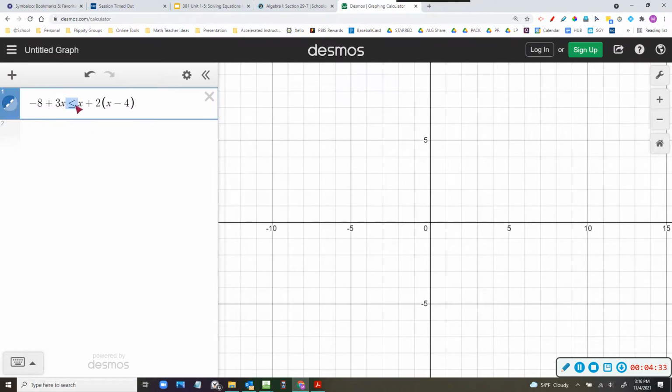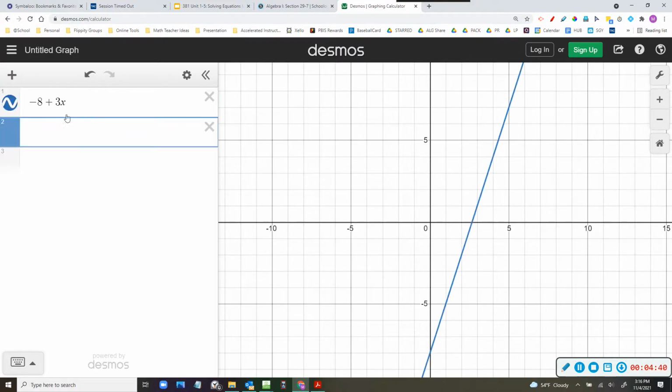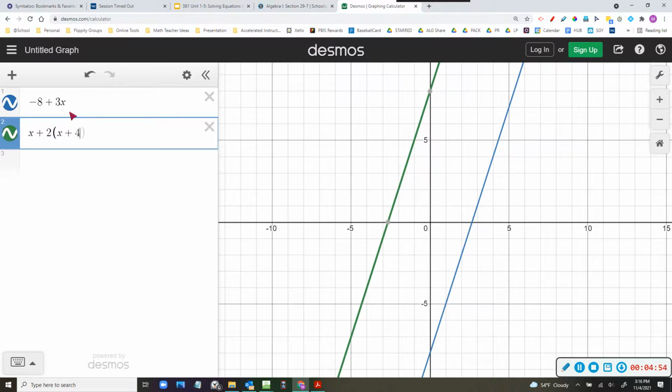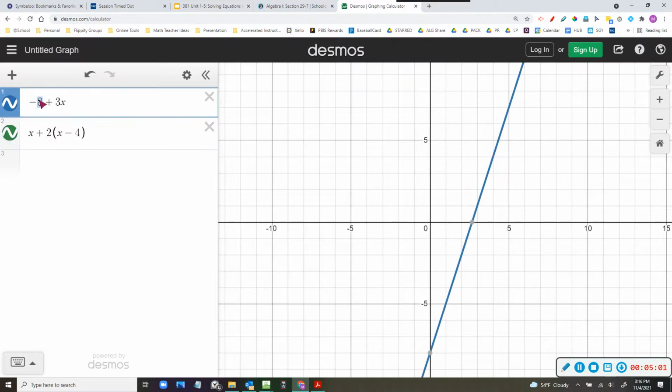In this case, we could put them both on different lines. Let's see. So -8 and 3x, and then we have, what was the other one? x plus 2 parentheses x plus 4. No, it was x minus 4. See how they graphed right on top of each other? Now before we had 3. So you see how they're never going to cross? So they would never meet. So that's why we wouldn't have it.